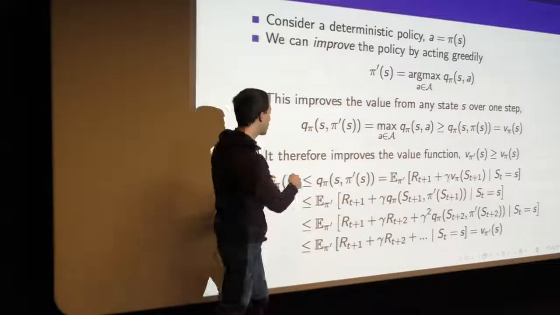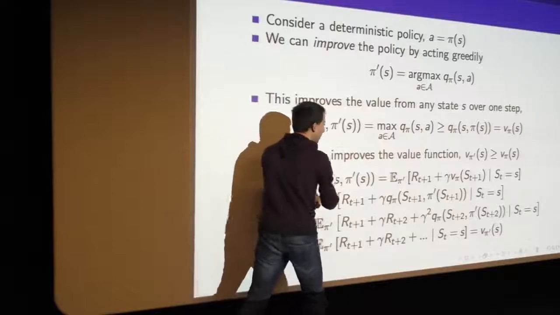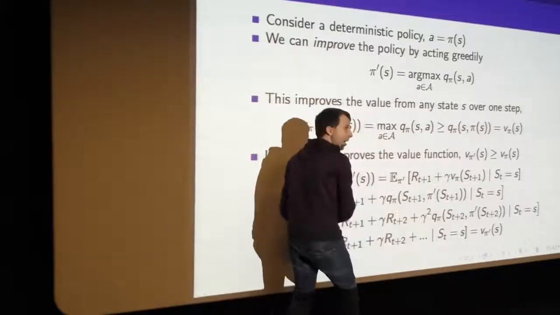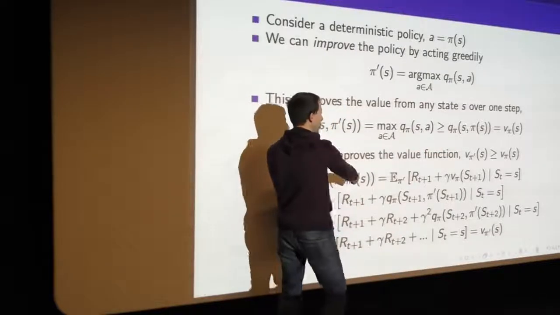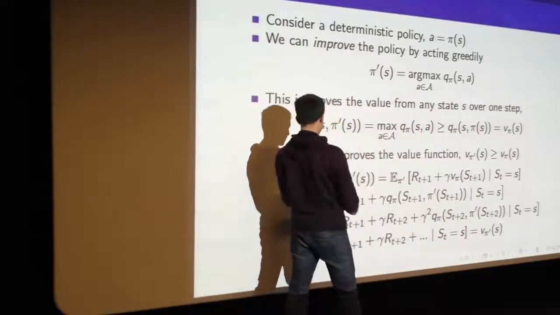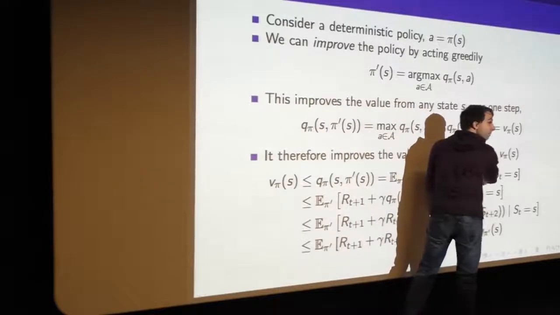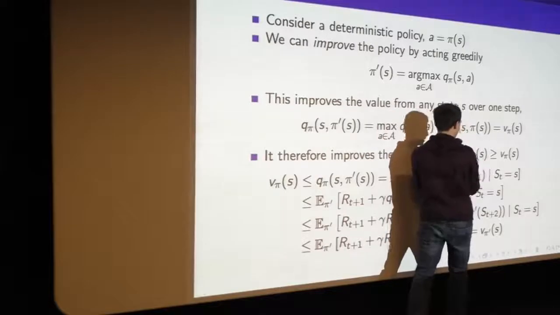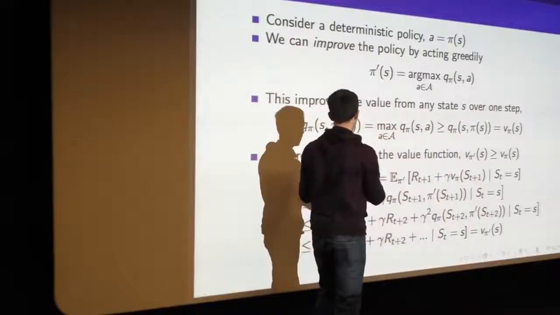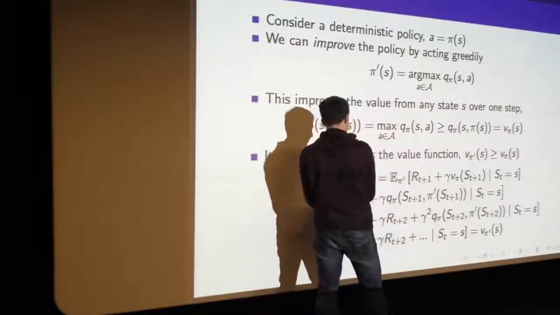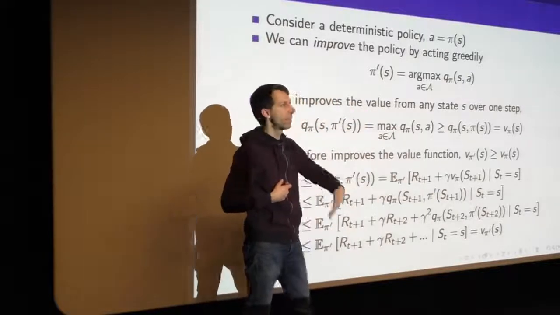And all we're going to do is unroll this inequality multiple times to show, first of all, that it's better for one step, then that it's better for two steps, then for three steps, and then eventually that it's better for the whole trajectory. Specifically, we unpick q in terms of the Bellman equation: the definition of q is the reward plus the discounted value at the next state. Then we apply the same inequality to this v pi at the next state, and that tells us we're going to get at least as much value for one step, and then for two steps, and so forth.